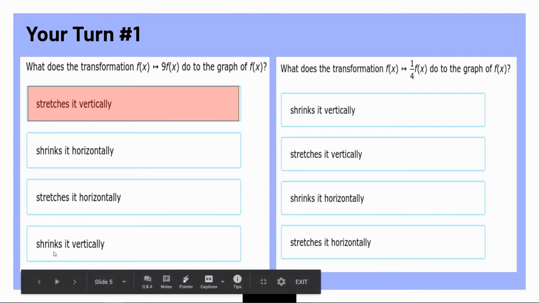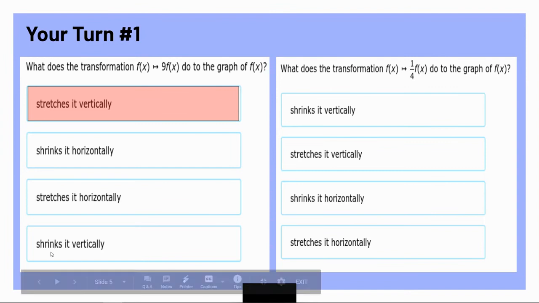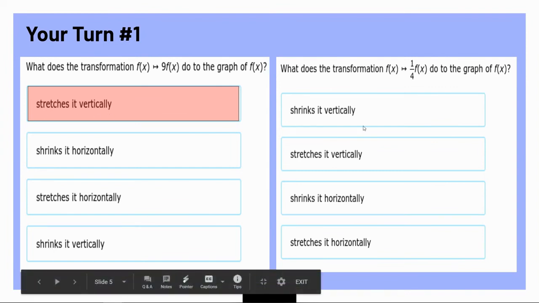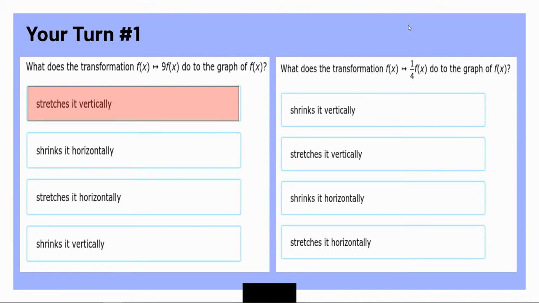Shrinking is another way of saying compressing. So basically shrinking horizontally, shrinking vertically, or stretching vertically is what they're asking. What does the transformation of f of x going to 1/4 of f of x do? If you chose that it is shrinking vertically, or in other words, compressing vertically, then you are correct.